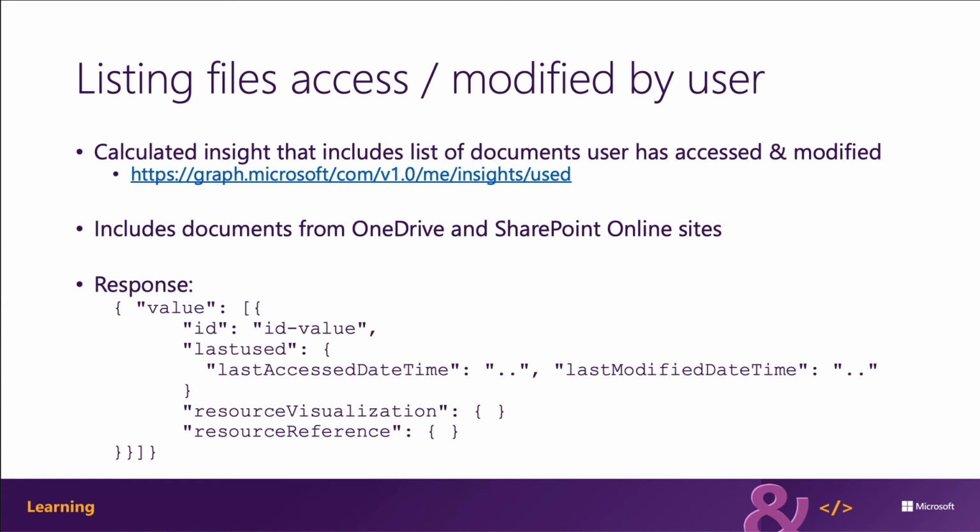me/insights/used endpoint. And the request will return a similar response to the trending endpoint, except that each data item that's returned doesn't include a weight, and the collection will include a lastUsed object with two properties, lastAccessedDateTime and lastModifiedDateTime, as you can see here.